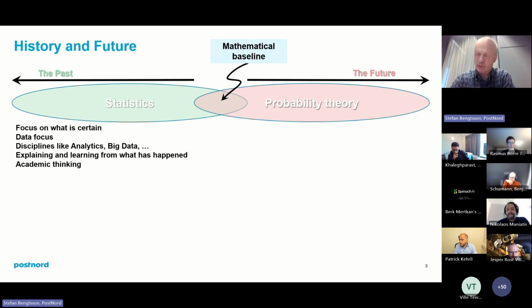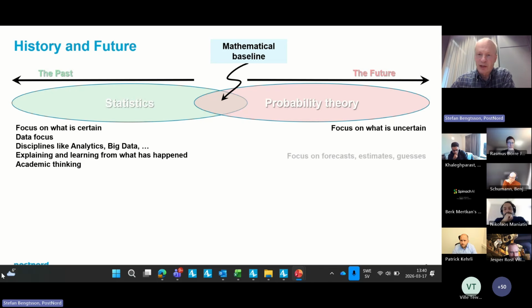This implies that we have to have a way to do this. We need to validate, verify, and we have to have data from experiments or whatever. Well, that's not what we're doing with simulation. With simulation, we focus on what is not certain, what's uncertain. It's the opposite way to think.